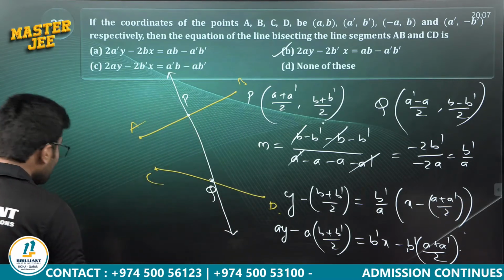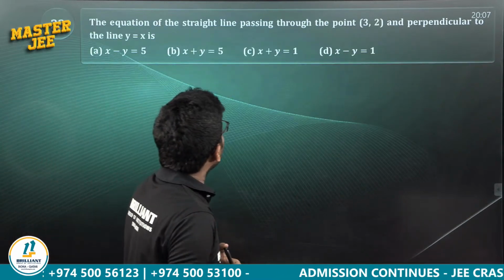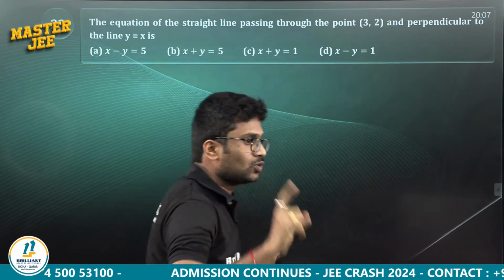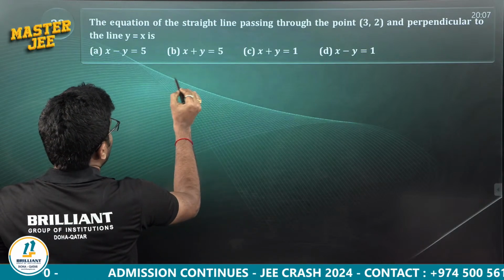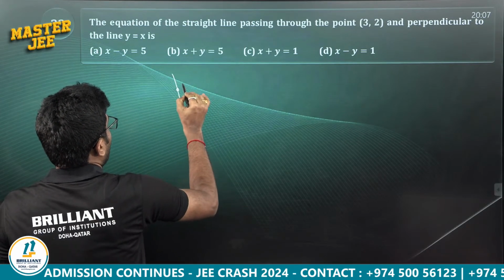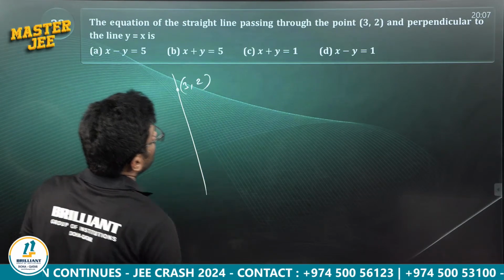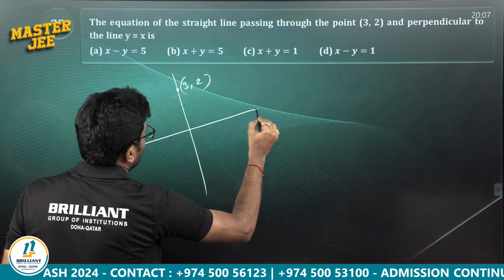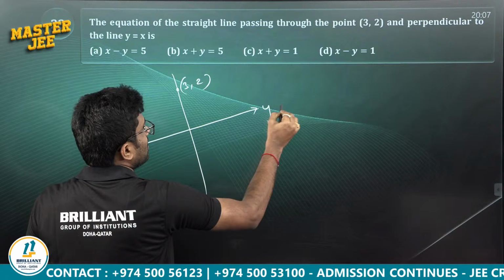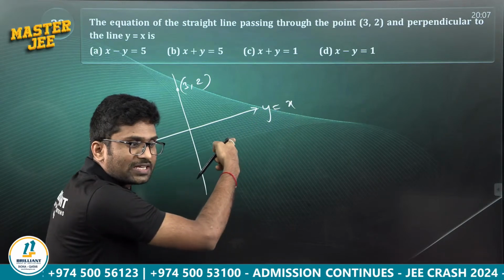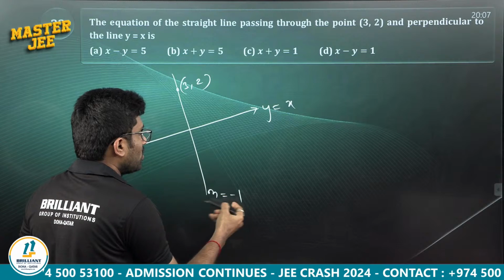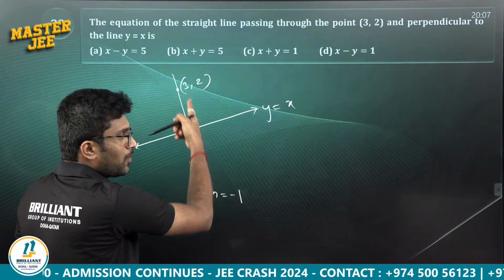Shall we go with the next one. The equation of the straight line passing through the point (3, 2) and perpendicular to the line y equals x. For y equals x, the slope is 1. For this line, the slope will be minus 1. So slope minus 1, passing through the point (3, 2).